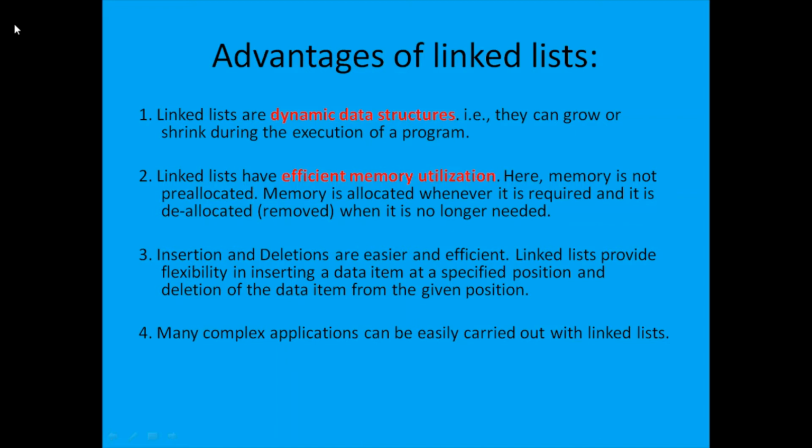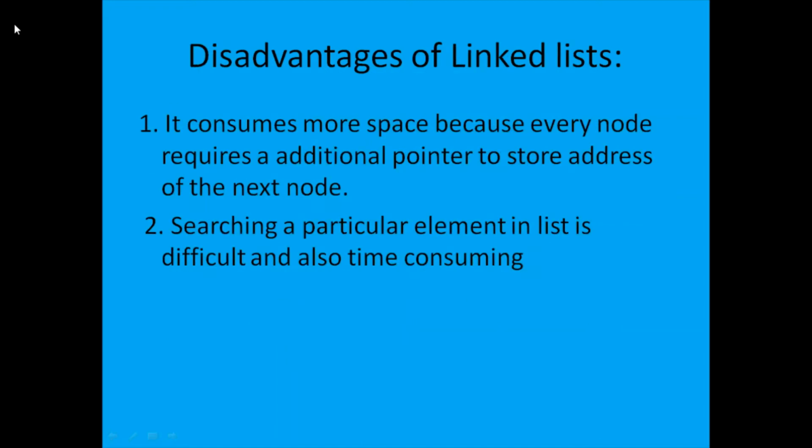Now let us come to disadvantages. Now, as we have seen the node, there are two parts in a node. One is the data and one is the link. The data contains 4 bytes. At the same time, the link also contains 4 bytes. This means every node occupies 8 bytes. Thus, we say that it consumes more space because every node requires an additional pointer to store the address of the next node.